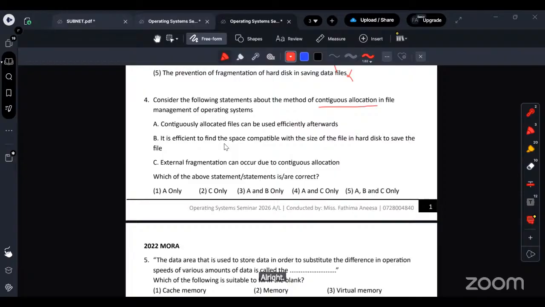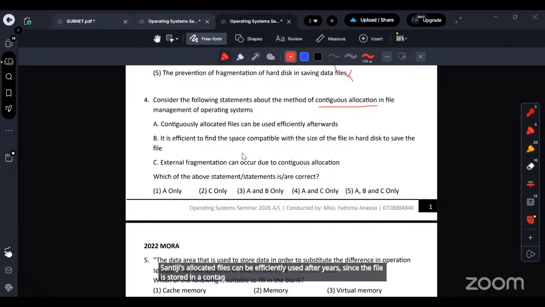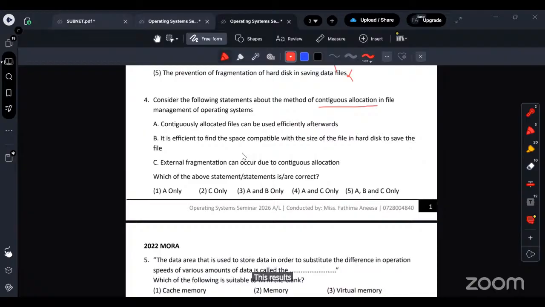All right. So yes, the answer is the fourth one, like you guys said. Contiguously allocated files can be efficiently used afterwards. Since the file is stored in a contiguous sequence of blocks, the disk head moves minimally during read or write operations. This results in what? Faster access time. So that is correct.